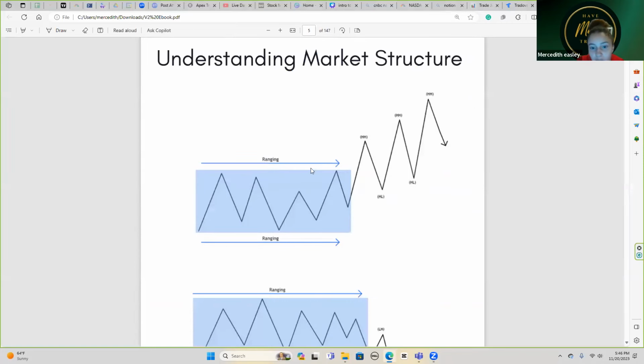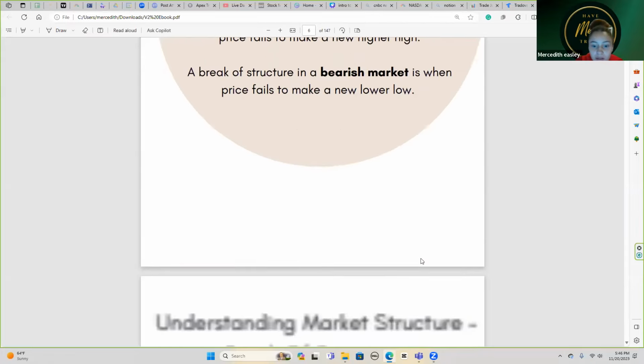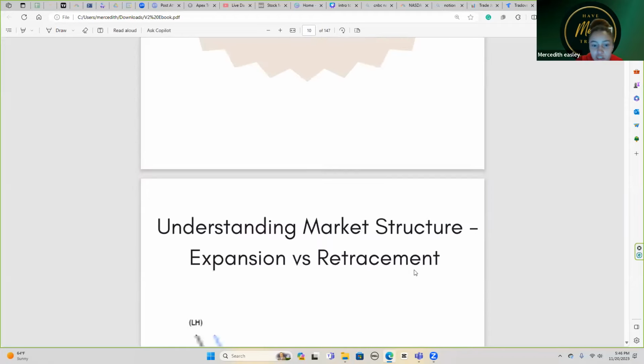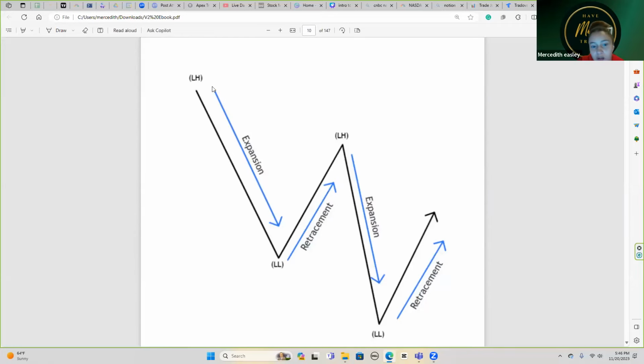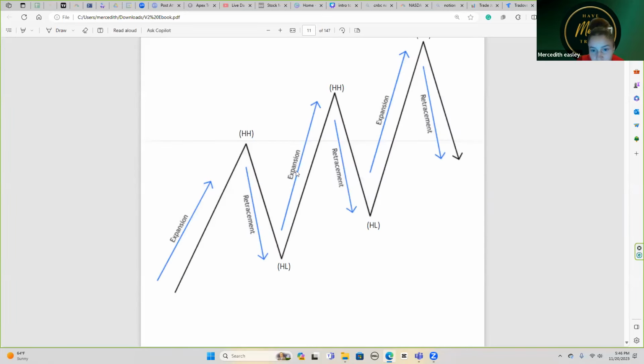This is a sideways market. You pretty much look for price to break out, start making a higher high, higher low, higher high, higher low, or break out to the downside and make lower highs, lower low, lower highs, lower low. And just remember, when it's making lower highs and lower lows, the sell is expansion, the reversal is retracement. Expansion, retracement, expansion, retracement. Just kind of what we went over.